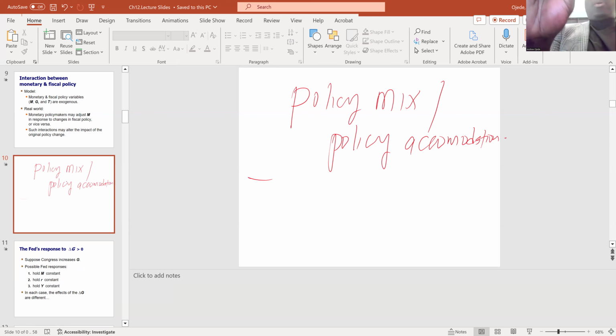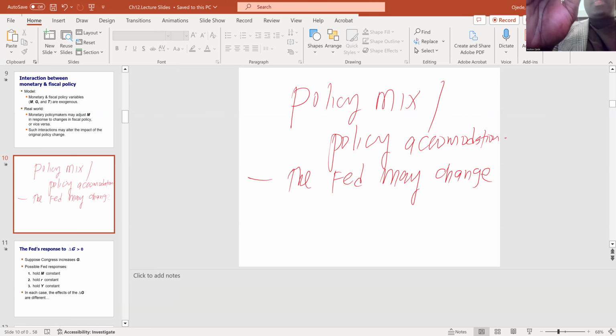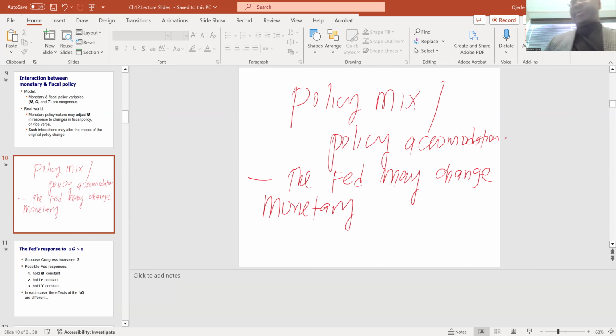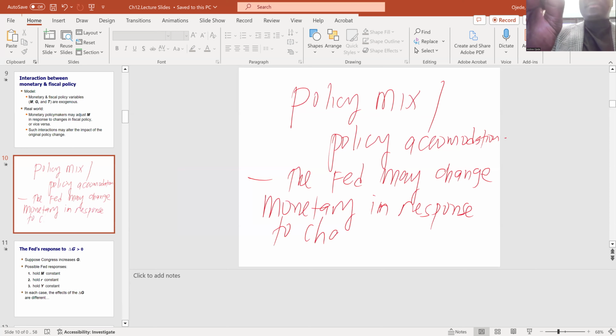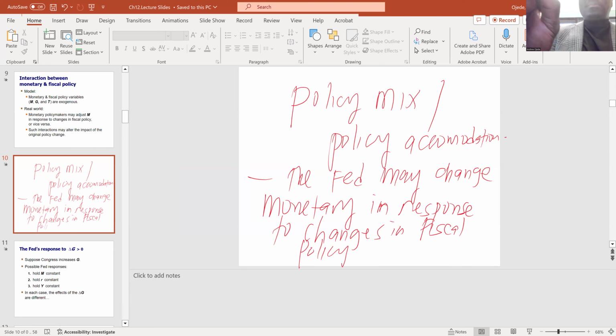Okay, so policy accommodation is the idea that the Fed may change monetary policy. They may increase or decrease the money supply in response to changes in fiscal policy by Congress.